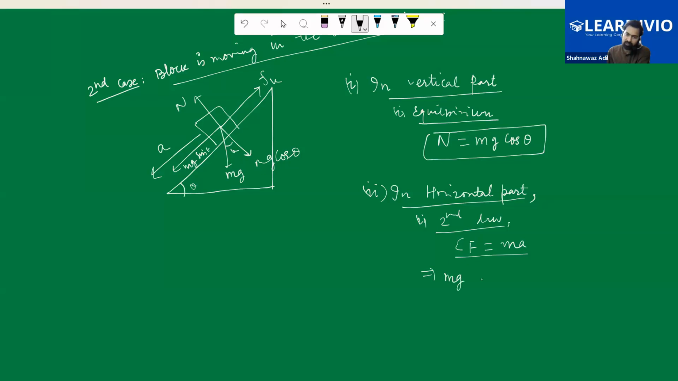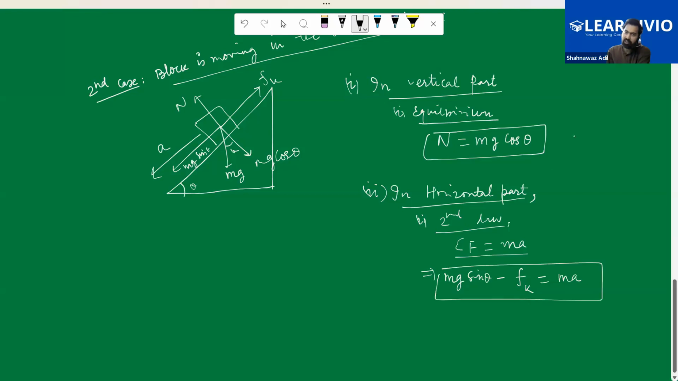This would be mg sin theta. And then we have fk, which is in the opposite direction. So this would be f, and this would be equal to ma. So this is the second equation. Right, this is the first equation, and this is the second equation.